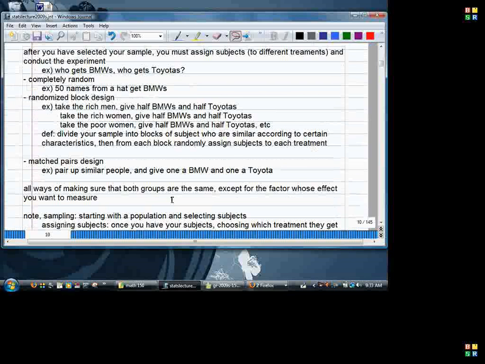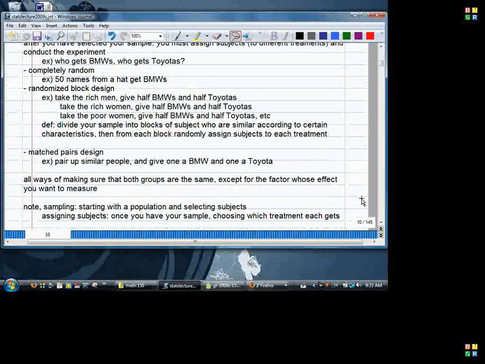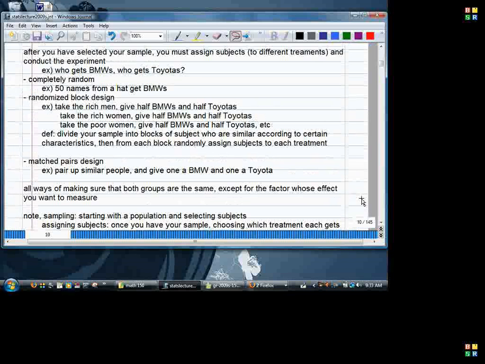And just a reminder, sampling is starting with the population and selecting subjects. Assigning subjects is once you have your sample, choosing which treatment each gets. Okay. All right, any questions about this bit? Okay, so next thing.